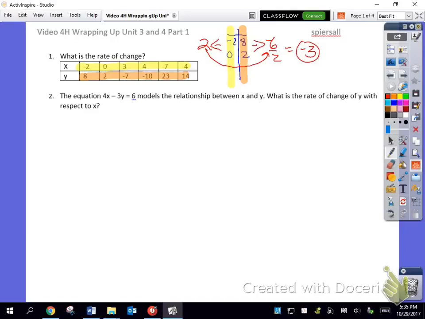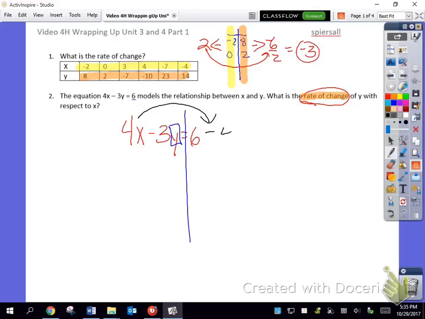Number 2, the equation 4x minus 3y equals 6 involves a relationship between x and y. What is the rate of change of y? Now to find, first of all, if there's an equation, you always write it down. But if I want to find rate of change, I have to solve for y. I have to get y all by itself. So the very first thing I'm going to do is move 4x, so that becomes minus 4x. Okay, and that's gone. Now I need to divide everything by -3.